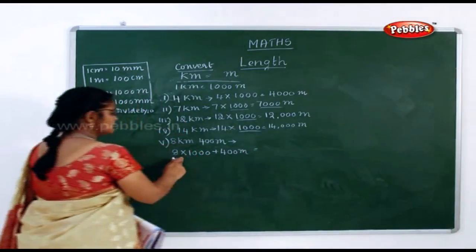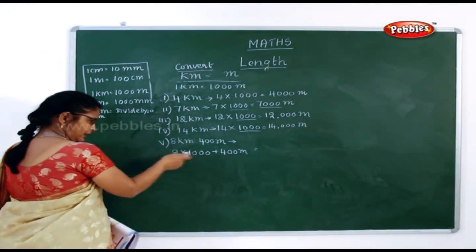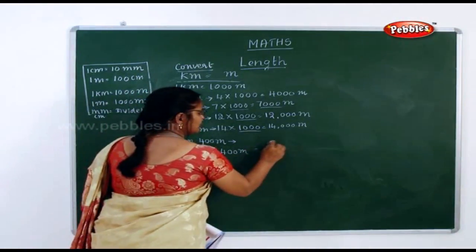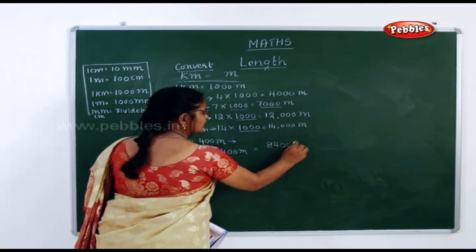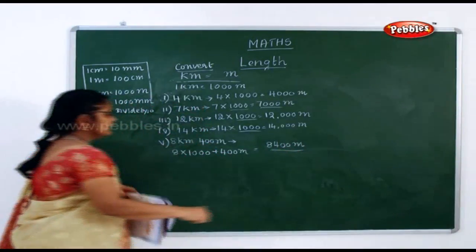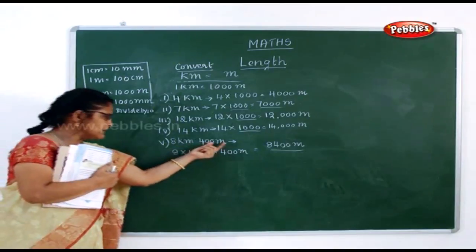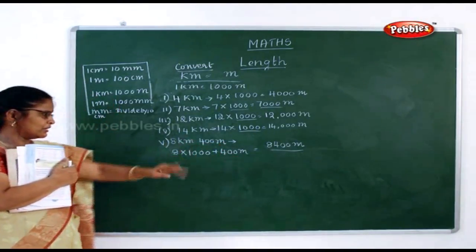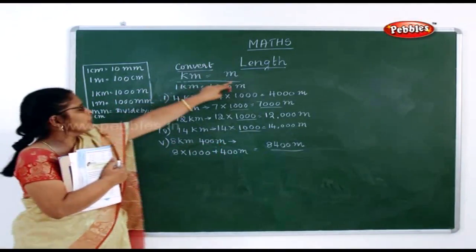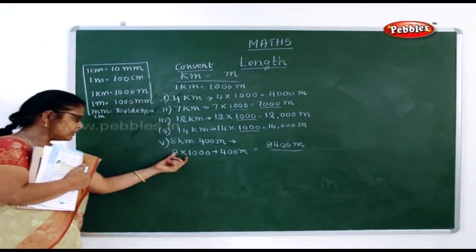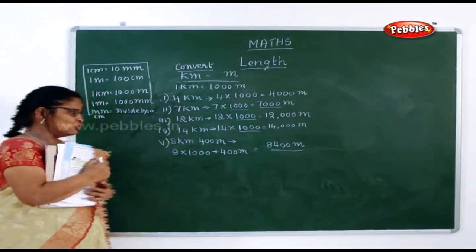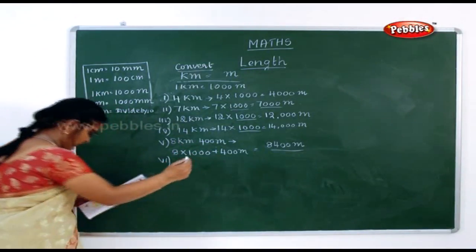So what is 8 into 1000? 8,000 plus 400. So it is 8,400 meter. See, they have already given meter here, so don't do anything with this 400. This kilometer alone you are converting into meter. So in that case, 8 into 1000.